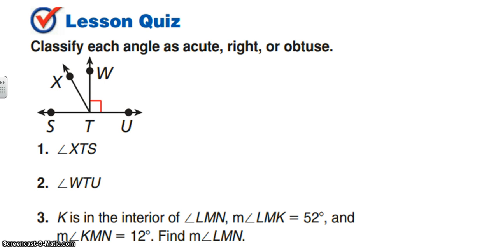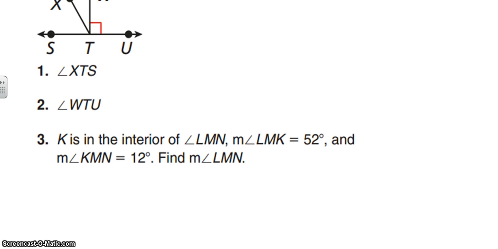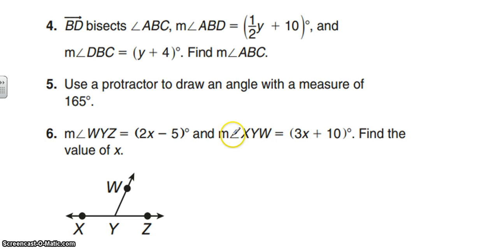Okay. K is in the interior of angle LMN. The measure of LMK is 52 degrees, and the measure of KMN is 12 degrees. So what is the measure of LMN? Using your angle addition postulate, you simply sum these two angles, right? And you end up with 64 degrees. Good job. Pause the video and try these.